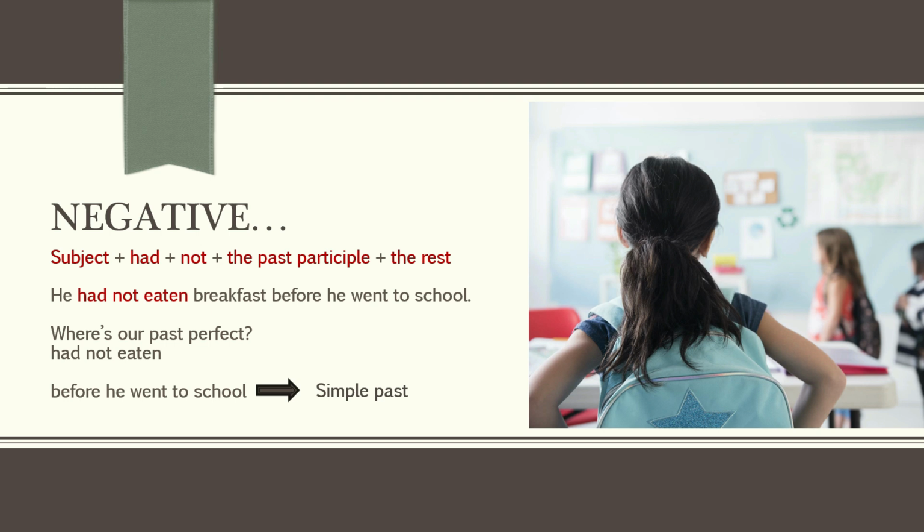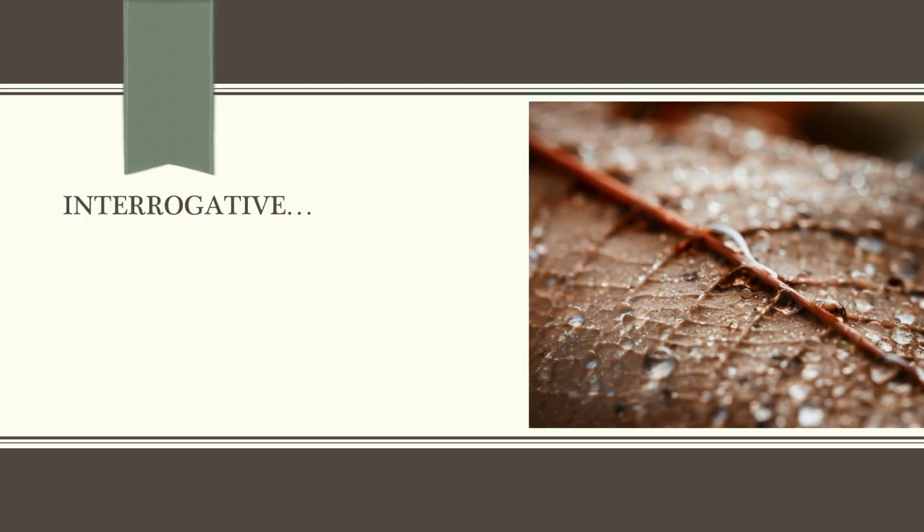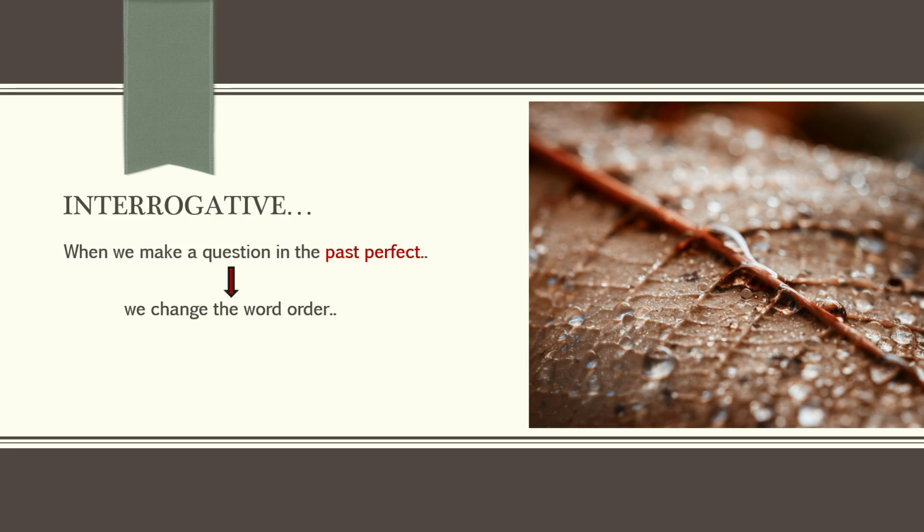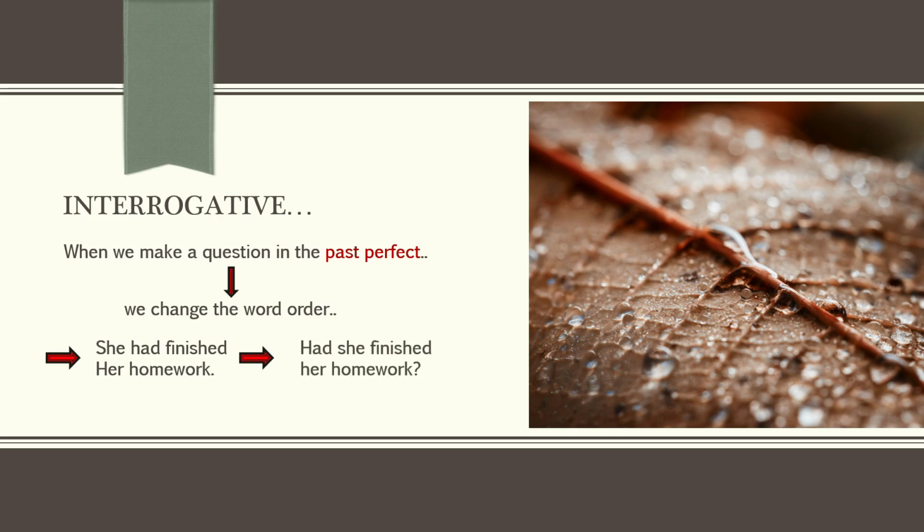Next, we'll look at interrogative sentences, also known as questions. When we make a question in the past perfect, we change the word order by putting had before the subject. For example, she had finished her homework becomes had she finished her homework?